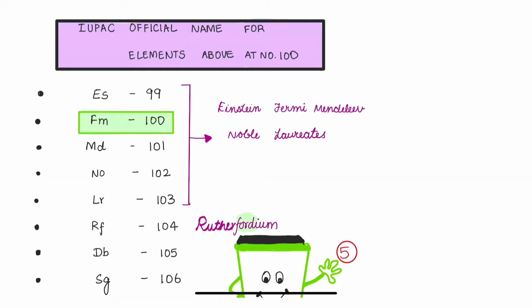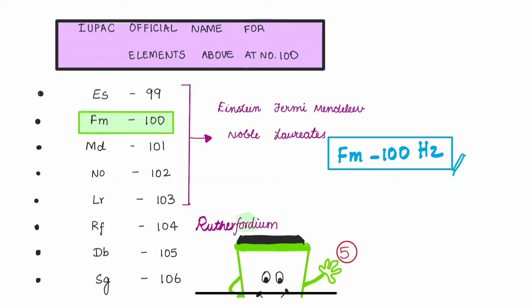So I have grouped them into 5, and the mnemonic is Einstein, Fermi, Mendeleev are Nobel laureates. In this, you should remember that Fermium has got the atomic number 100. So what is the trick? We have listened to music on FM radio, right? So FM is for 100. Just remember that you're listening to the music at 100 hertz. So that is the trick. You can remember that Fermium has got an atomic number of 100 by this trick.